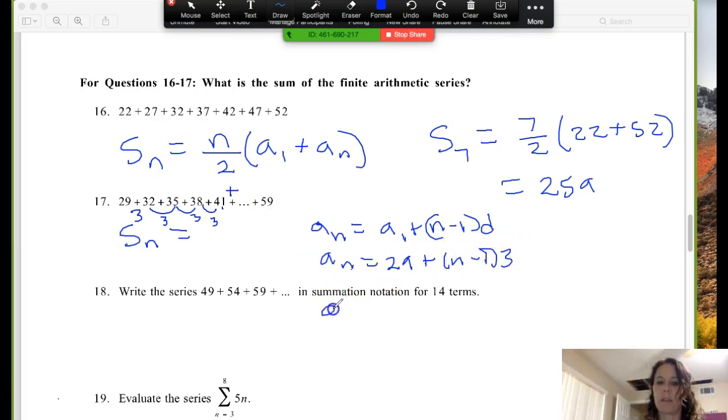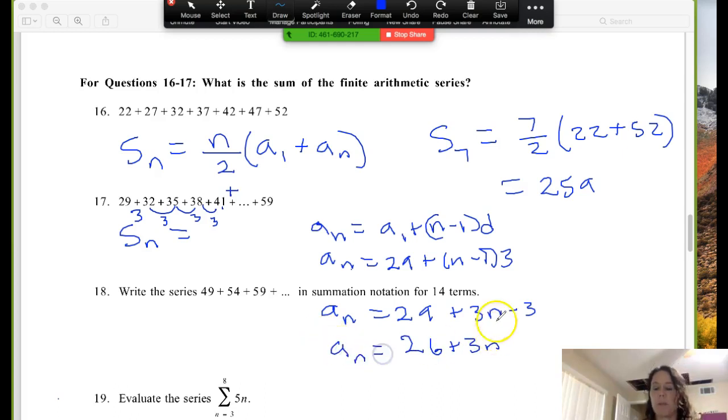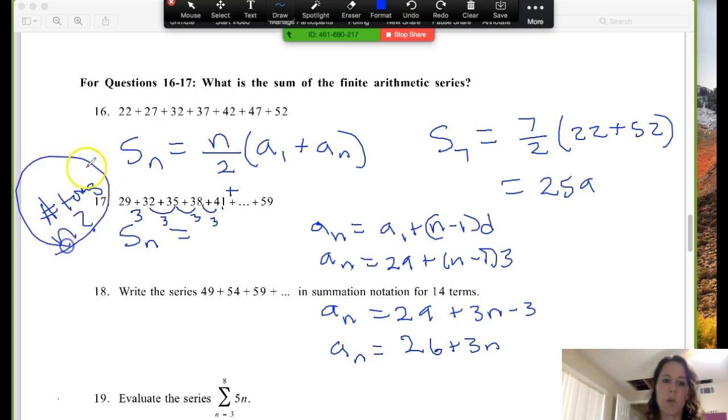Well, let's put this in simplified form. a_n is 29 plus 3 times n is 3n, and 3 times -1 is minus 3. So simplify this: 29 minus 3 is 26. So 26 plus 3n. That is my explicit formula. Now I want to know n. That's a problem. What is my number of terms? I don't know that. What is my n? If I knew n, I could just go ahead and use this formula: n divided by 2, and then my first term and my last term. But I don't know my number of terms because of the missing spots.